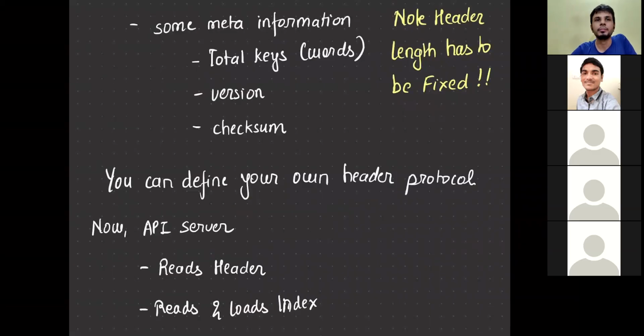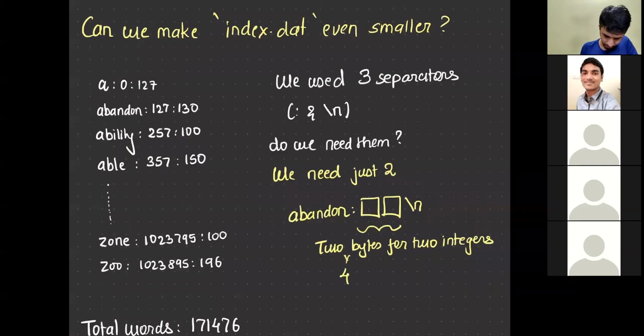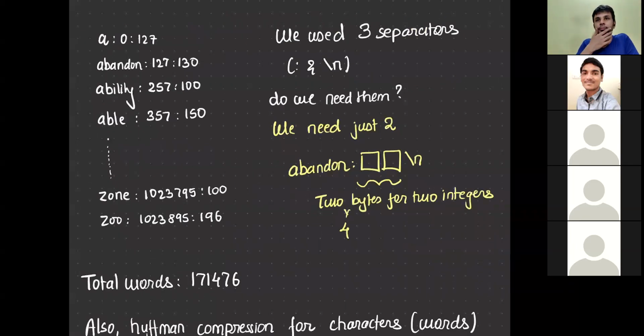Arpit, in this we are storing two integers. Can you go back to the previous one, where we are storing the indexes? Okay. So if you're storing A varying from 0 to 127, abandon from 127 to, let's say, 257, can't we just store 127, 257, and then the length we can reduce by one? Okay. What would happen if you do that?